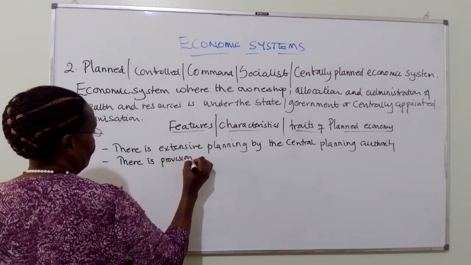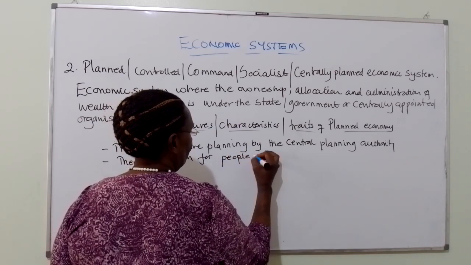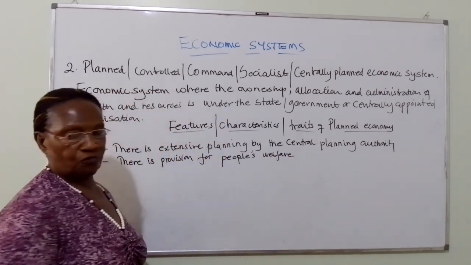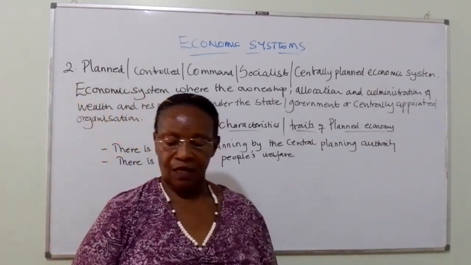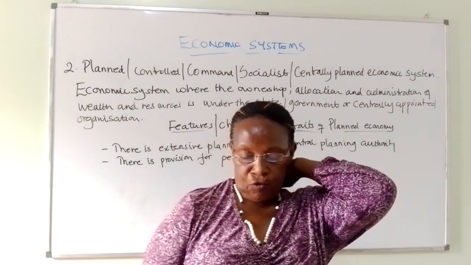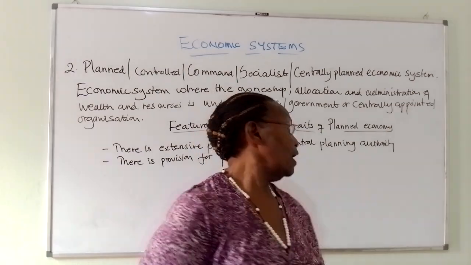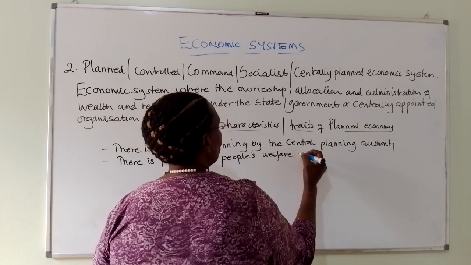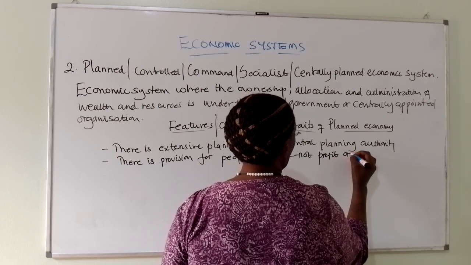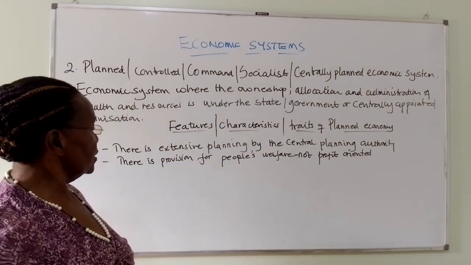Provision for people's welfare. There is provision for people's welfare, meaning that it does not leave people to go without certain goods and services, as we have seen in the capitalist economy, where those who have resources get richer and can influence the production of the goods they want. No, here we find that people's welfare is promoted, simply because it is not profit-oriented. So that is a feature of a socialist economy.